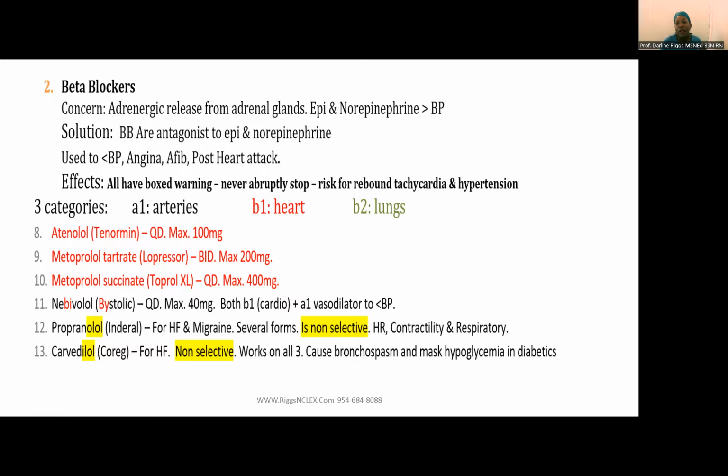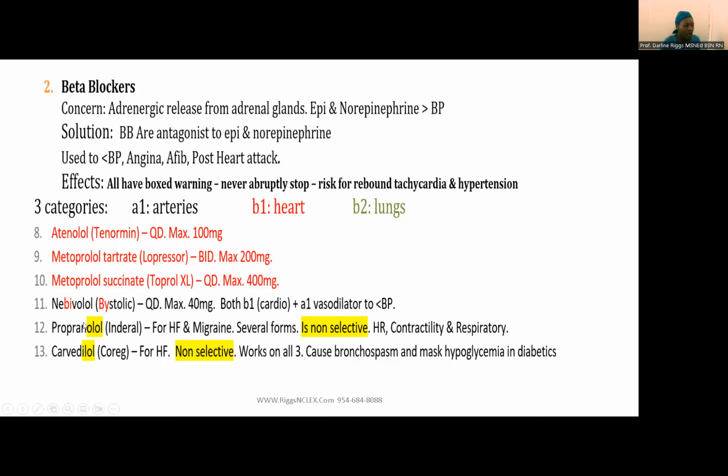And they end in olol, which is great. Okay, atenolol, metoprolol, which helps. We love that. It makes life a little bit easier. So those will work directly in the heart, right? B1s.